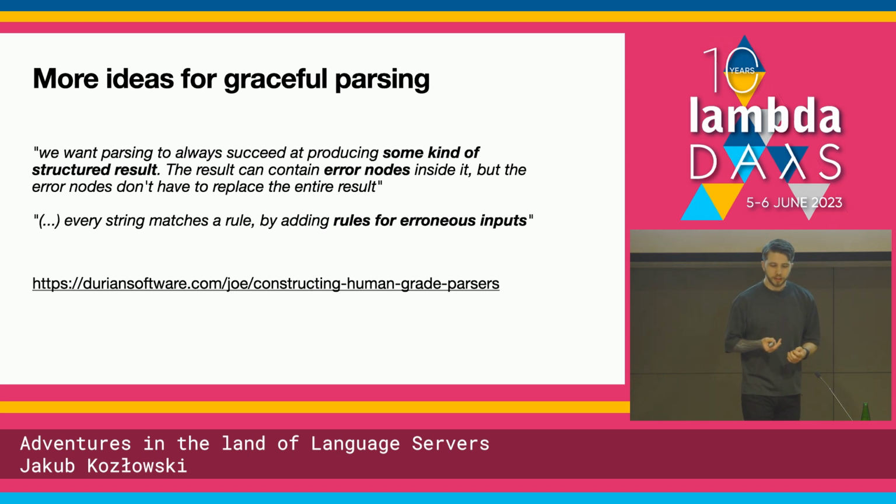Another source of great ideas for graceful parsing, this is a blog post from like 2018, and I just saw it like a week ago. It's about just the general idea, not any kind of library or tool: just make sure that you always parse to something. So even if the input is not correct, there should be a rule in your parser that just captures an incorrect input. And then you can pattern match on that, and you can still provide useful features even though the file isn't fully correct.